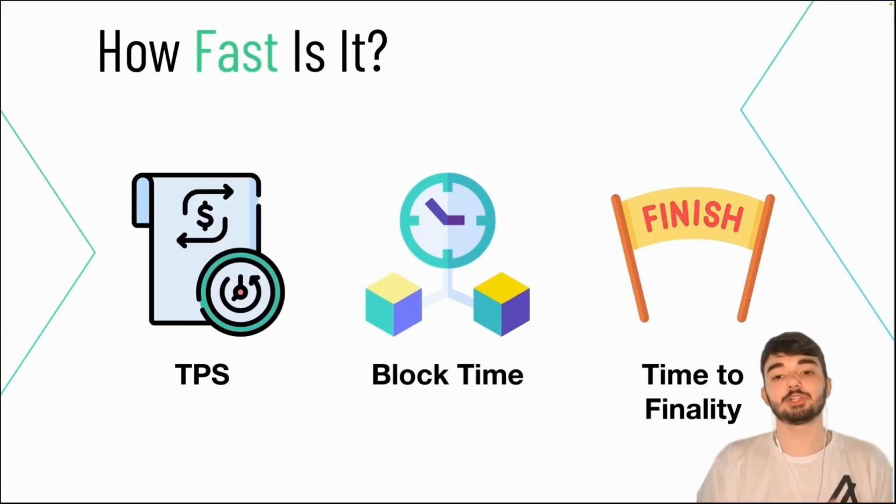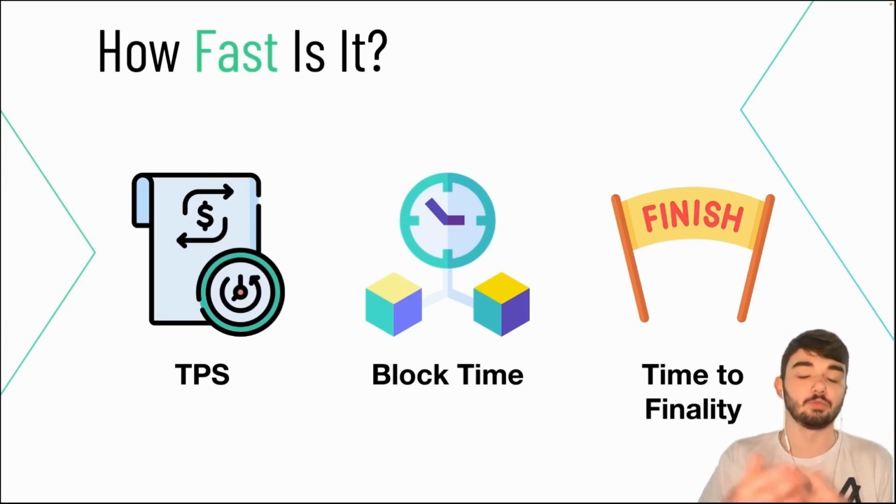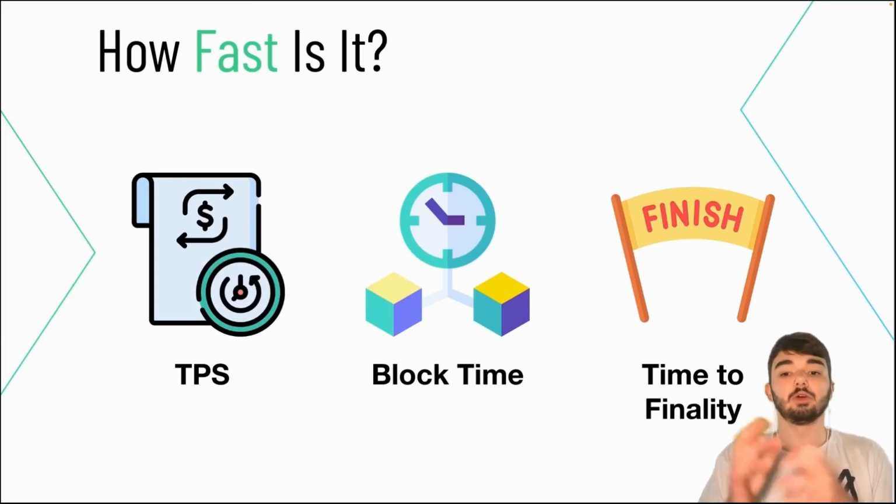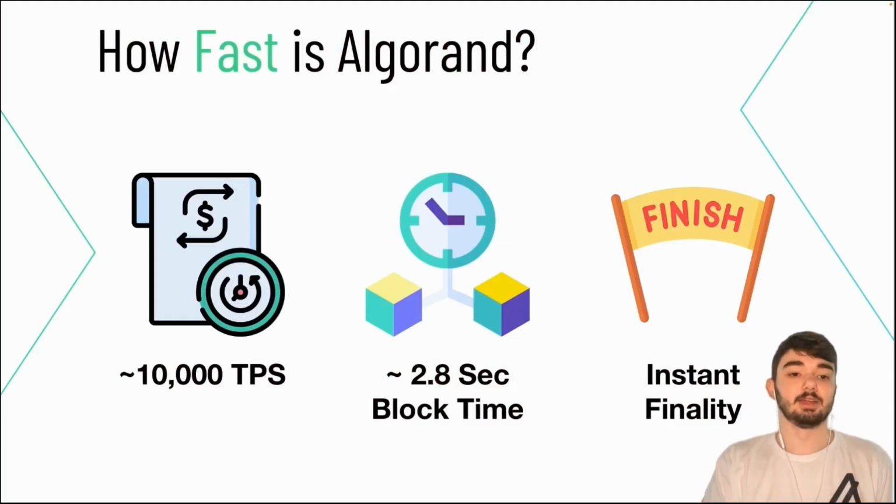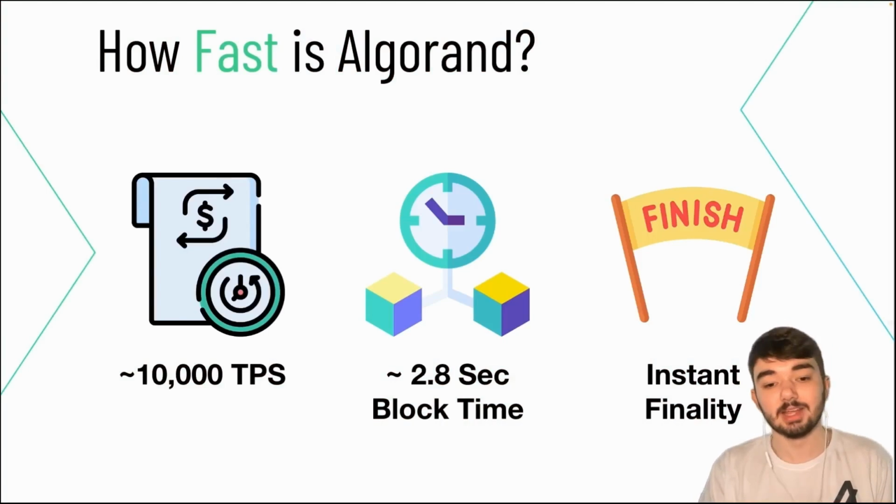If you're new to blockchain, this might seem like a bit of a foreign concept, but if you're familiar with other chains, you're probably familiar with the idea of reorgs. And on Algorand, we don't have any reorgs. We don't have any soft forks. Our time to finality is instant. And if we take a look at these other metrics, you can see that we also have 10,000 TPS, 2.8 second block time, and instant finality.